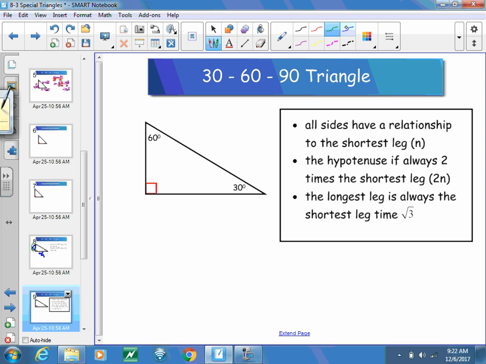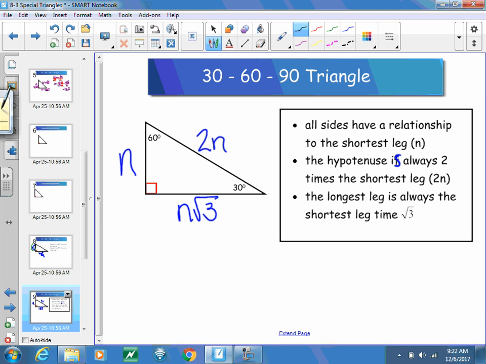So that's where I'm going to go ahead and put my n value here. All sides have a relationship to the shortest leg, so I'm referring to that as n. The hypotenuse is always 2 times the shortest leg. So your hypotenuse is going to be double whatever that shortest leg is. Your longest leg is going to be your shortest leg times the square root of 3.